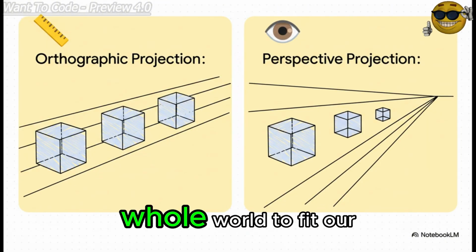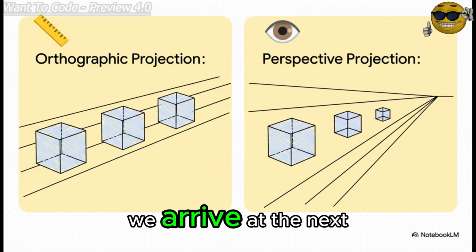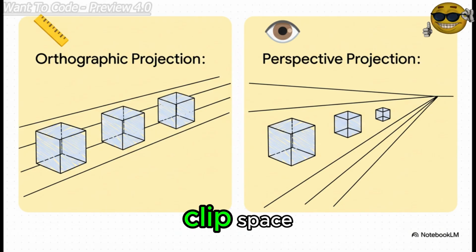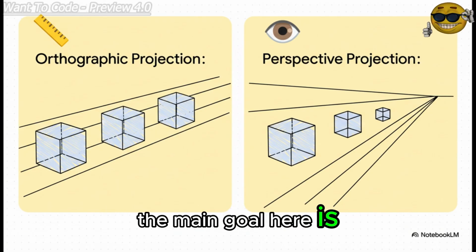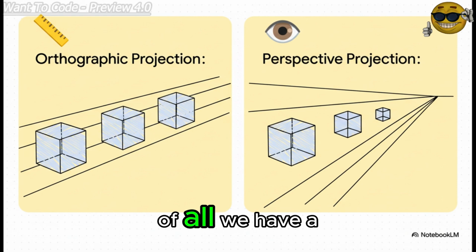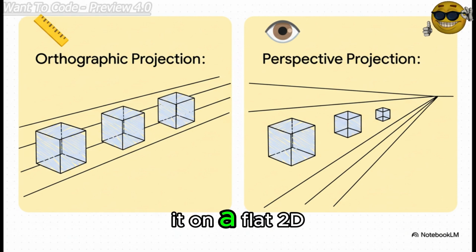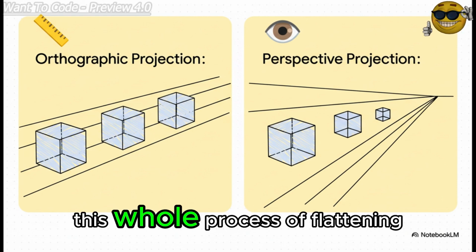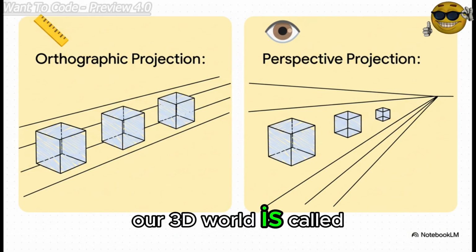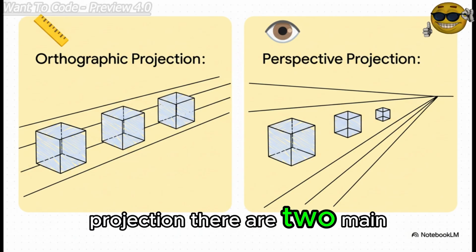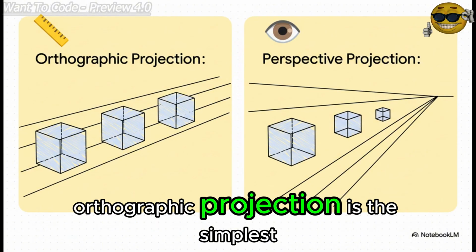Okay, so after moving the whole world to fit our camera, we arrive at the next station on the assembly line, clip space. The main goal here is to solve the biggest problem of all. We have a 3D world, but we need to display it on a flat 2D screen. This whole process of flattening our 3D world is called projection. There are 2 main ways to do it. Orthographic projection is the simplest.